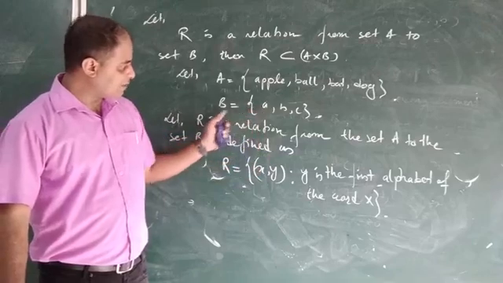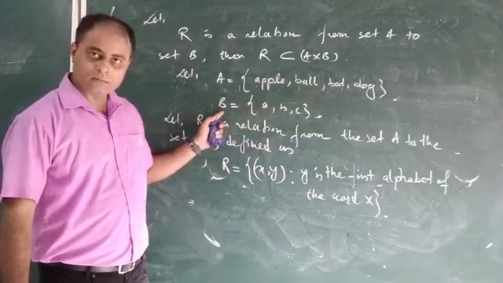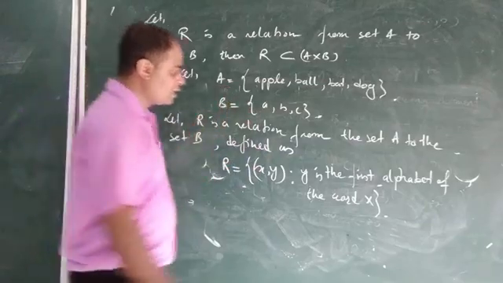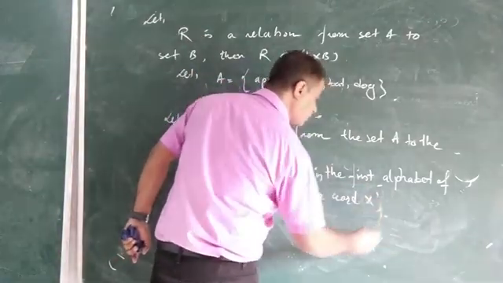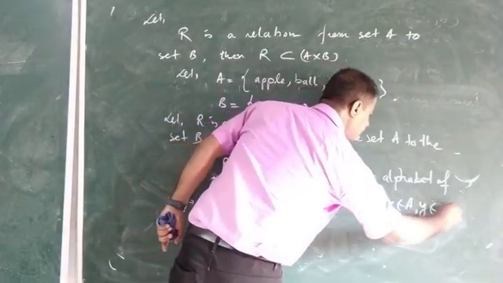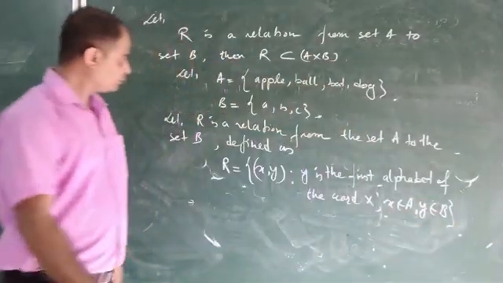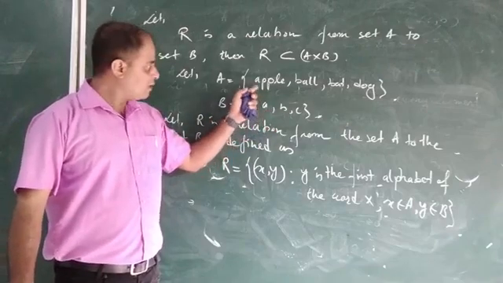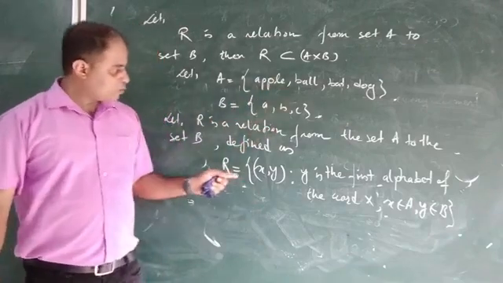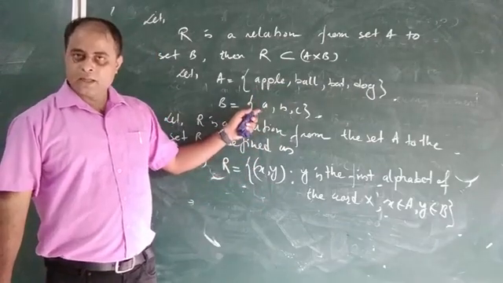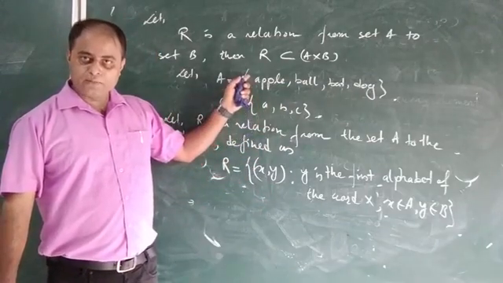That means y belongs to B and x is the first element, where x belongs to A and y belongs to B. That means y is the first element of the word x.